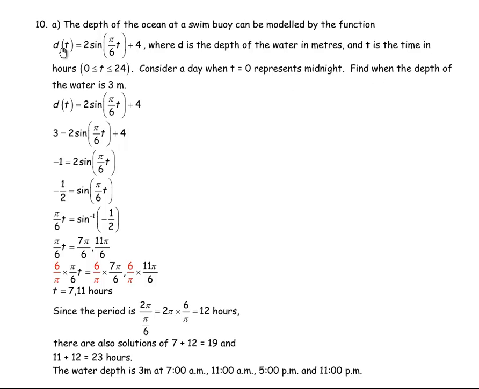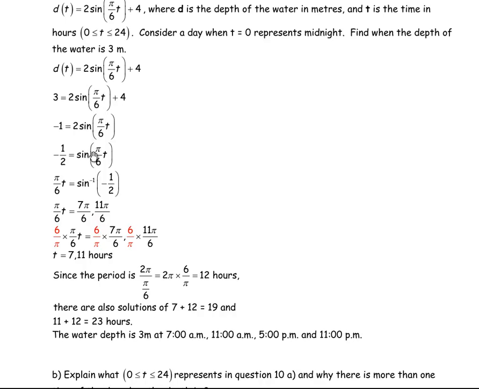Well, this is the depth, so we would put in place of d of t, 3. And we're going to solve for time. So the first thing I would do is subtract 4 from both sides. So 3 minus 4 is negative 1. So we have 2 sine pi over 6t equals negative 1. And so I would divide this 2 out next. And so we would get negative a half is equal to the sine of pi over 6t.